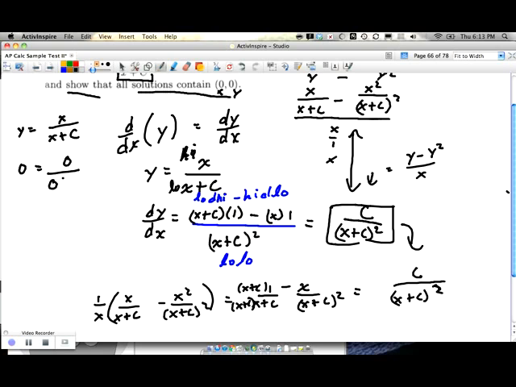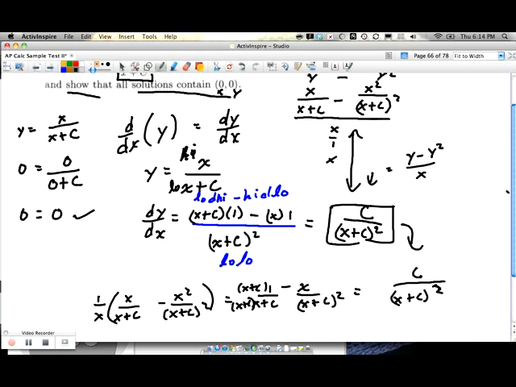That's true. If this balances out where both sides equal 0, and this bottom is always going to have a plus c at least in it, there's not going to be a denominator of 0, then we will always be true. So all solutions do contain 0, 0.